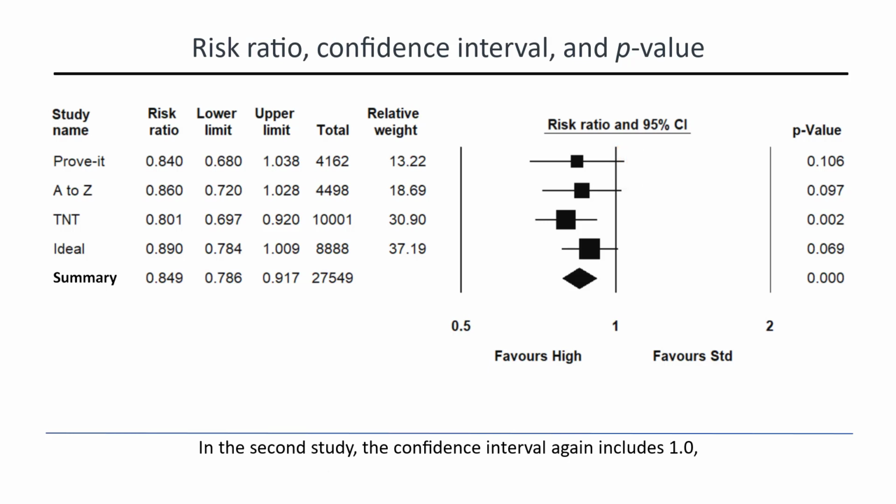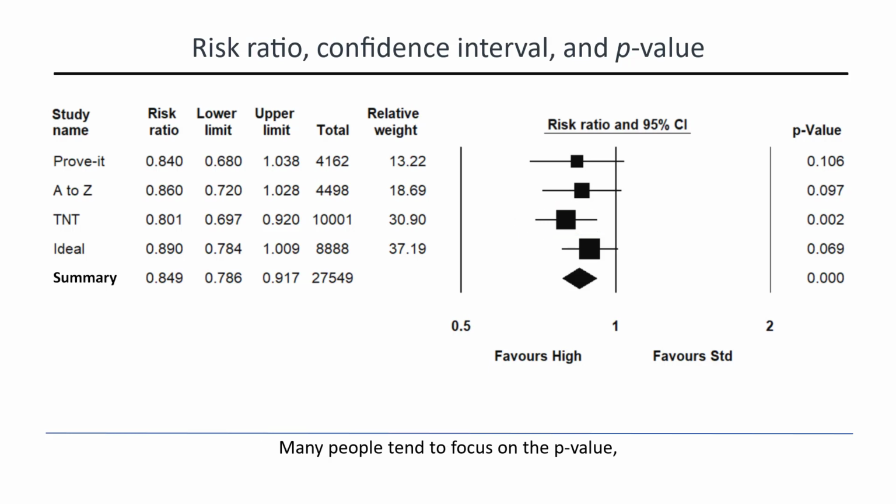In the second study, the confidence interval again includes 1, so we cannot conclude that the high dose is better than the standard dose. In the third study, the confidence interval excludes 1, so we can conclude that the high dose is better than the standard dose. And finally, in the fourth study, the confidence interval again includes 1, so we cannot conclude that the high dose is better than the standard dose. So, based on the confidence intervals, only 1 out of the 4 studies allows us to conclude that the high dose is better.